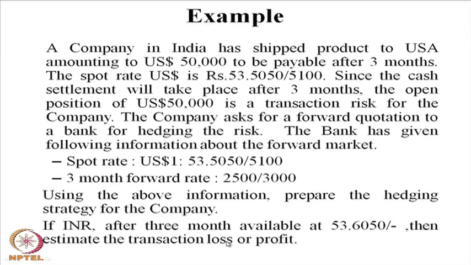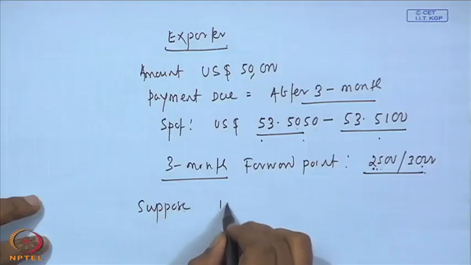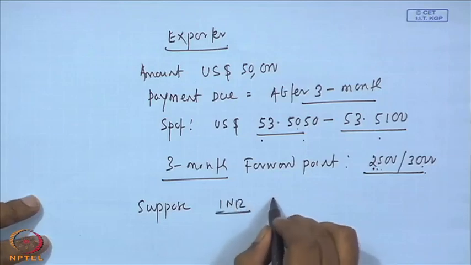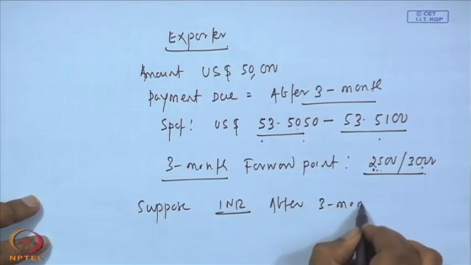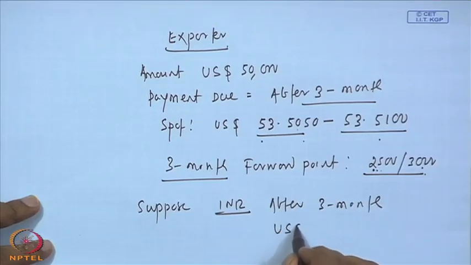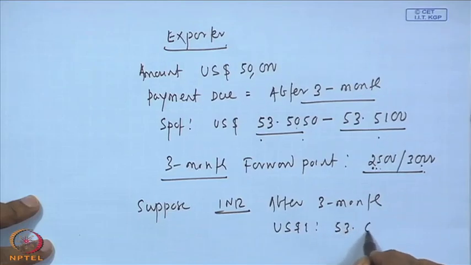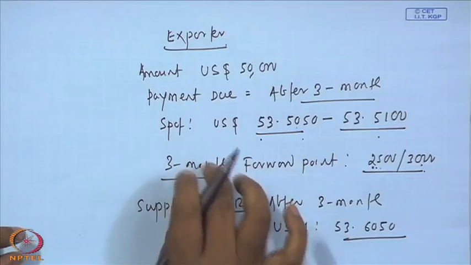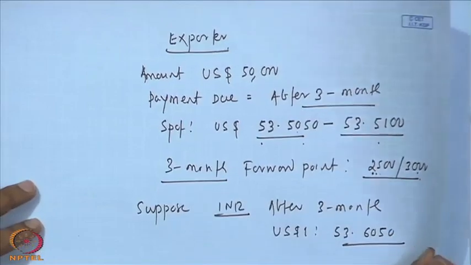So, suppose the INR, that is Indian rupee, after 3 months is available as US dollar 1 will be 53.6050, then whether it is a transaction loss or transaction profit, you have to estimate the payoff. So, now what you are supposed to do?